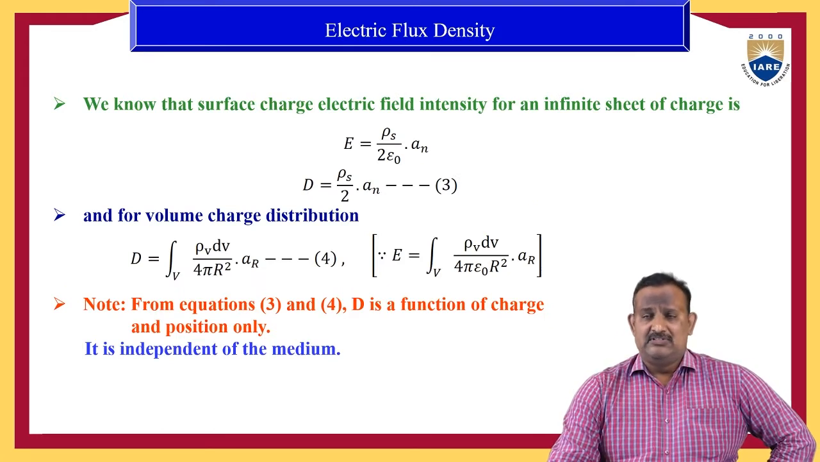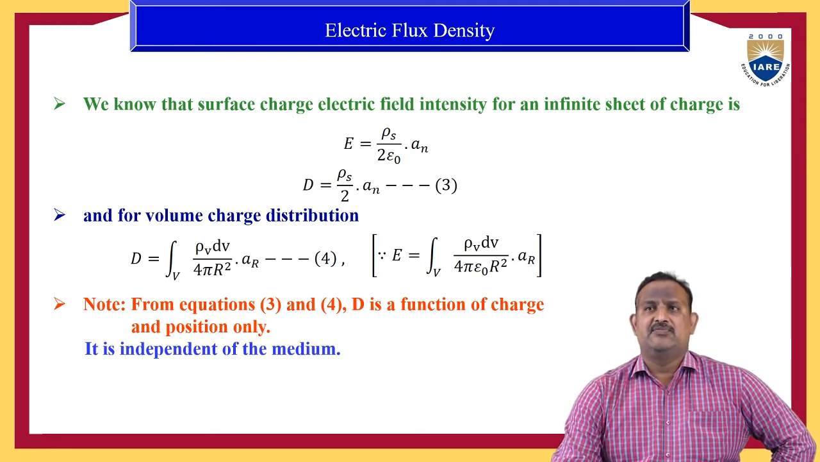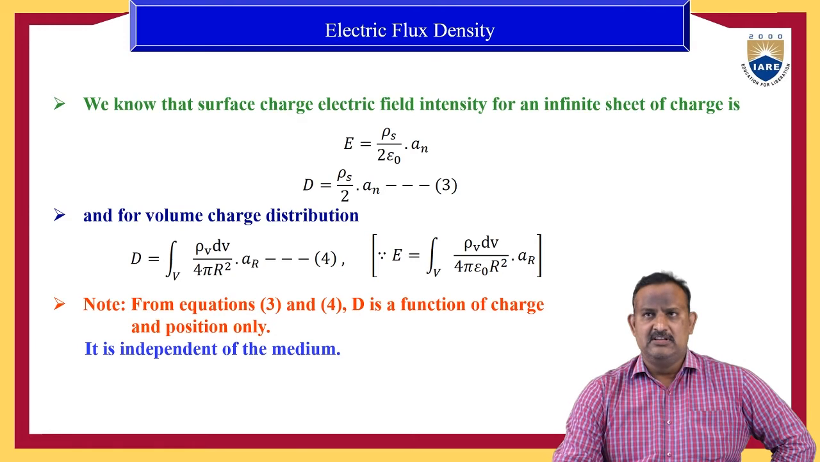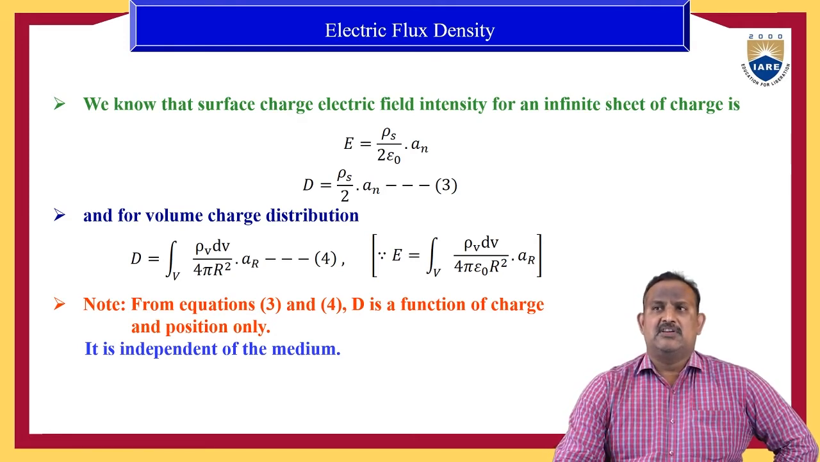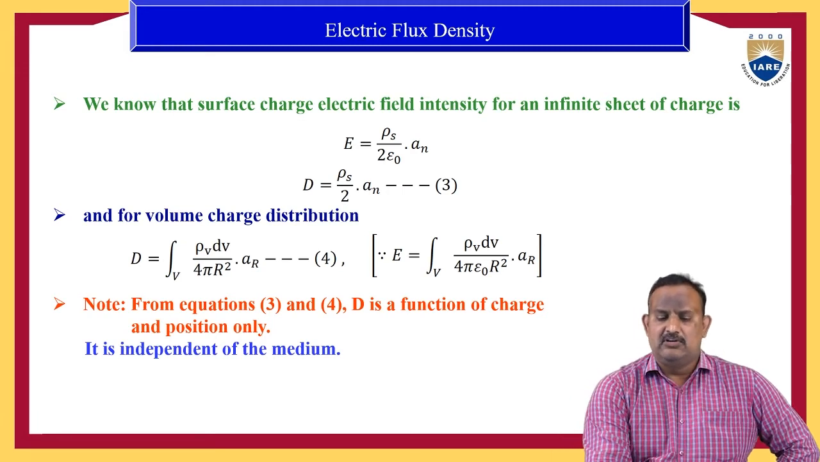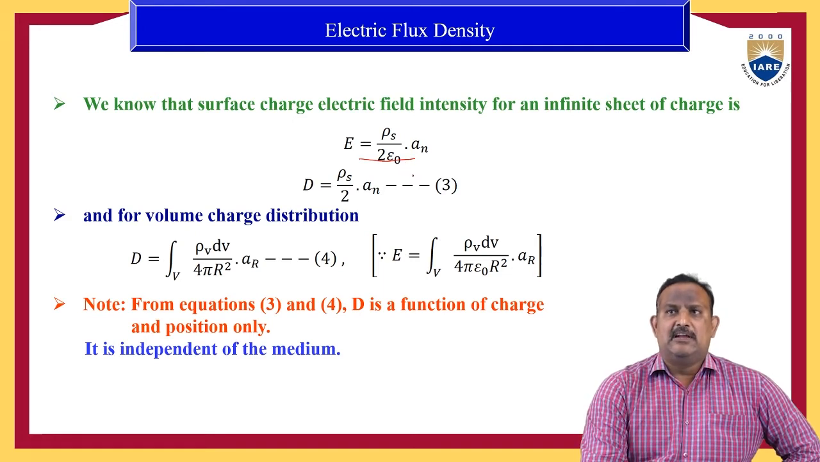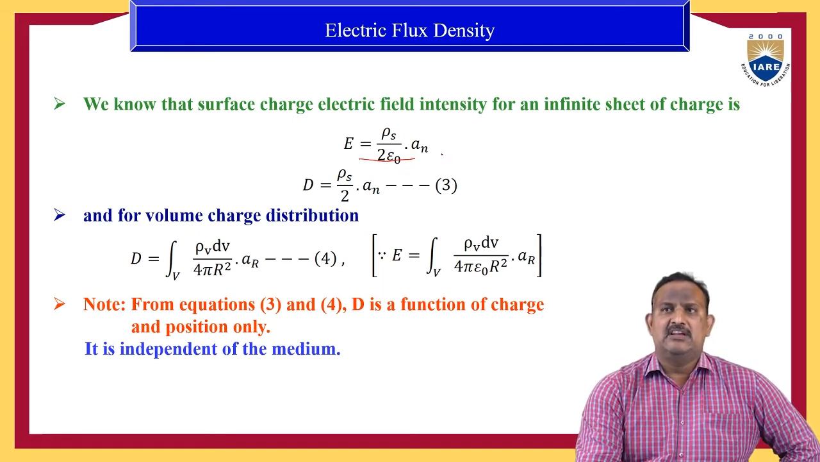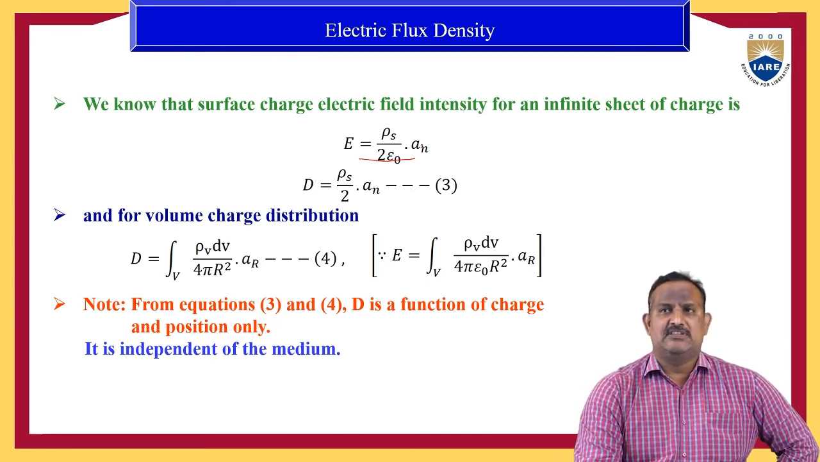Already we have derived some equations in previous videos. We know that the electric field intensity for a surface charge of an infinite sheet is given by E equal to rho s by 2 epsilon naught into an, where an is a unit vector and rho s is the surface charge density.